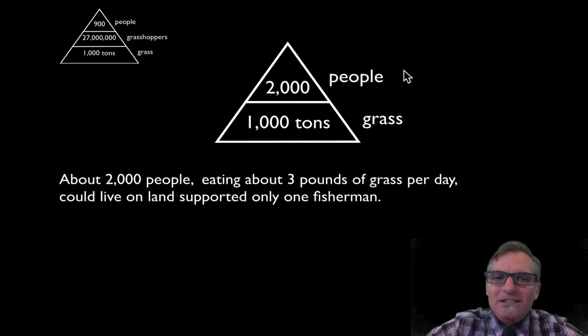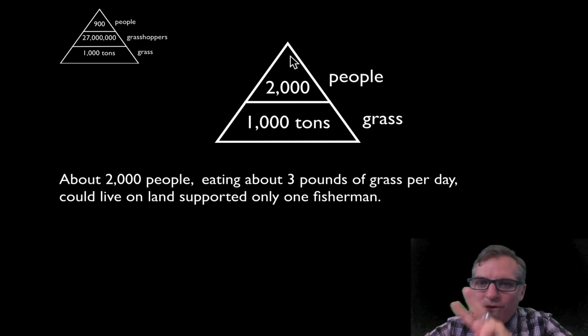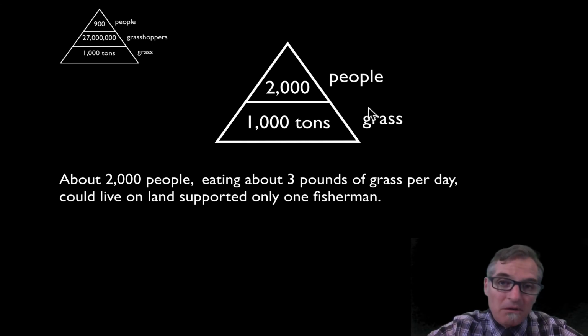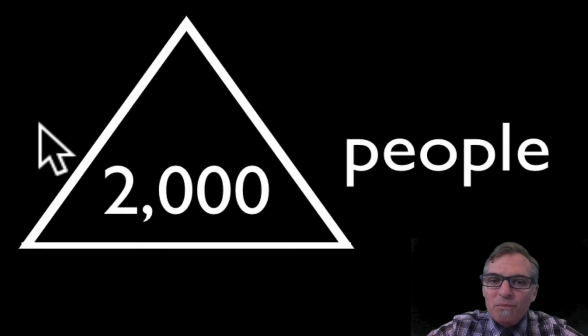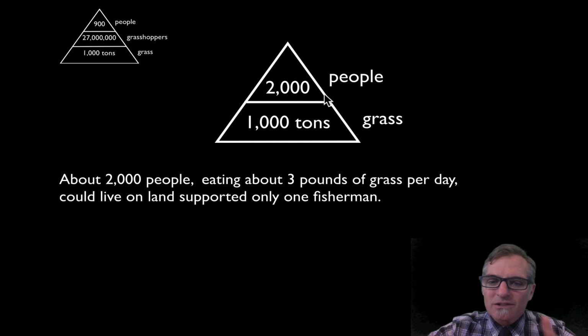You're like, I can't eat grass. I'm not a cow. Right, but think rice as a grass. So now if we cut those 3 trophic levels out and we were to eat 3 pounds of rice a day, it's a lot of rice, you could support 2,000 humans versus just 1.